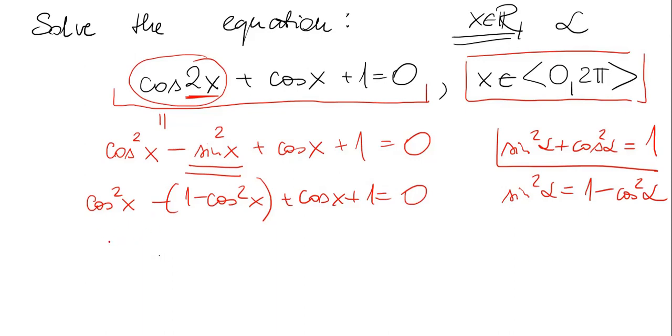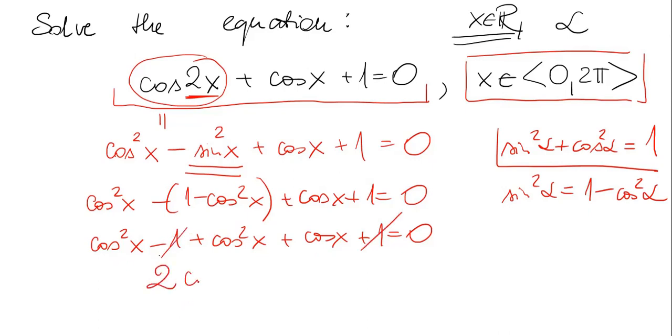And how did it help us? So let's see. Plus cosine squared plus cosine x plus 1. Okay, so as you can see, negative 1 and positive 1 go out, and we have 2 cosine squared x plus cosine x. And now what can we do?